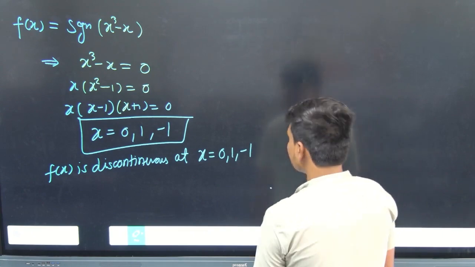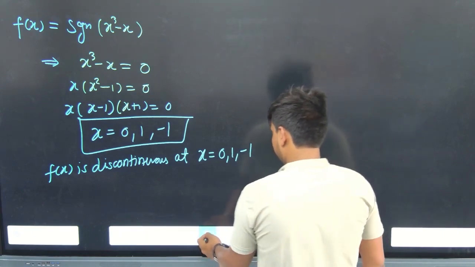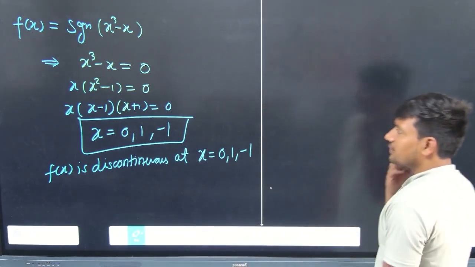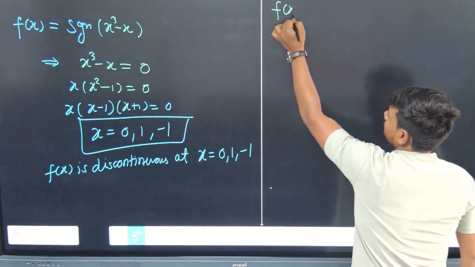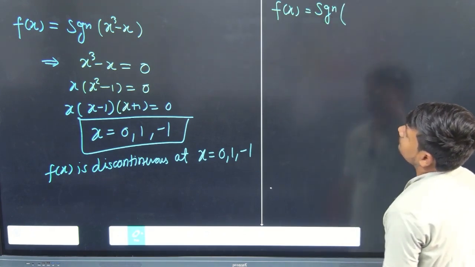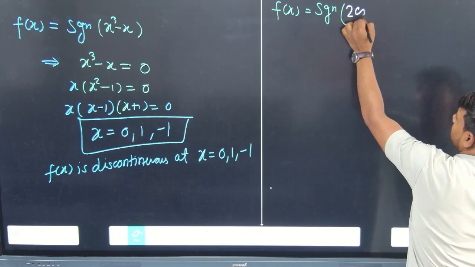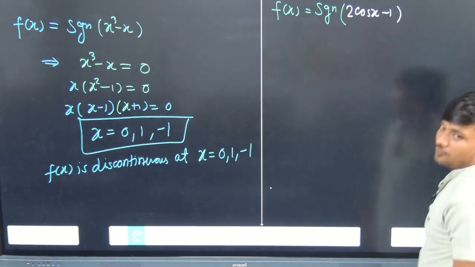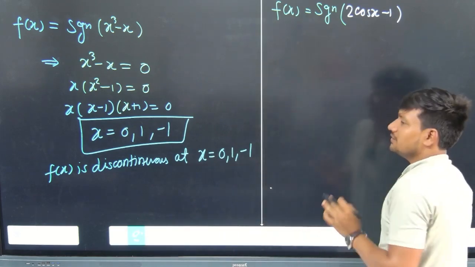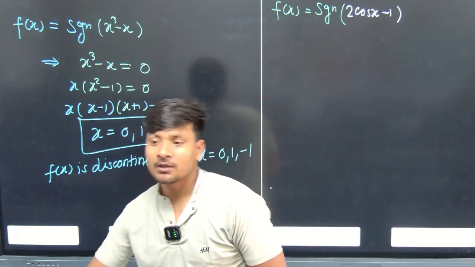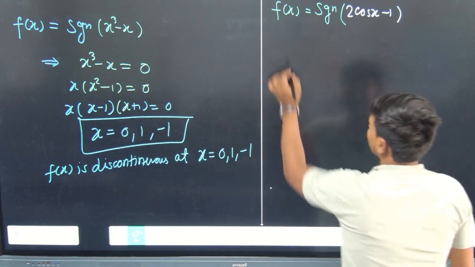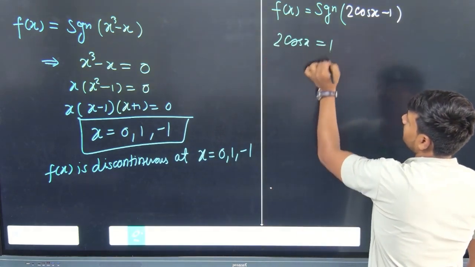Okay, now move to the second question. Suppose we have a function Signum (2 cos x minus 1). We want to discuss the continuity of this function. Whenever 2 cos x minus 1 is 0, this function will be discontinuous.